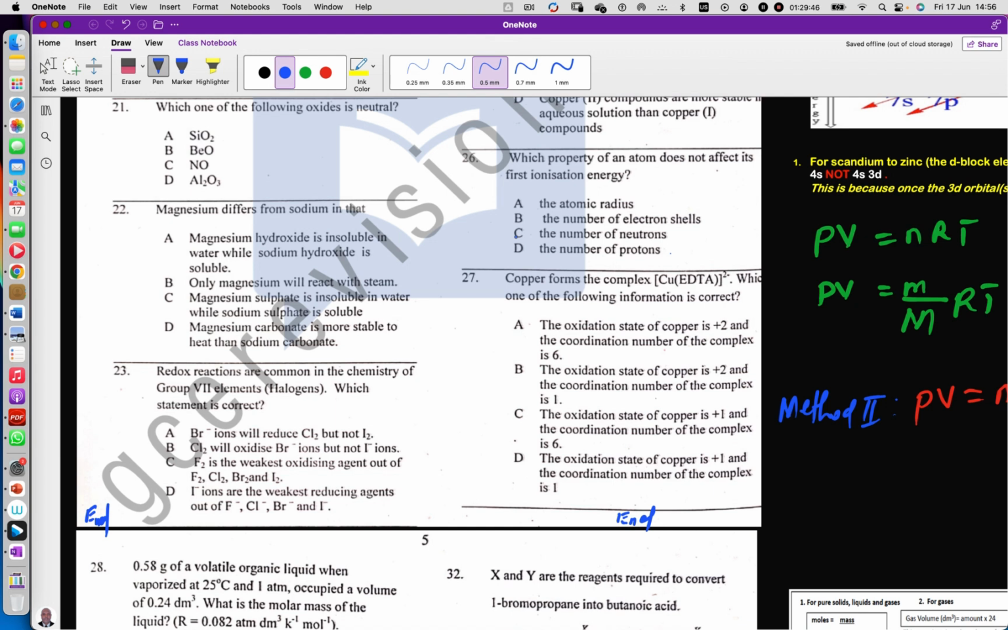Question number 27. Copper forms the complex CuEDTA 2 minus. Which one is correct? The oxidation number of copper is 2. EDTA is ethylene diamine tetraacetic acid.